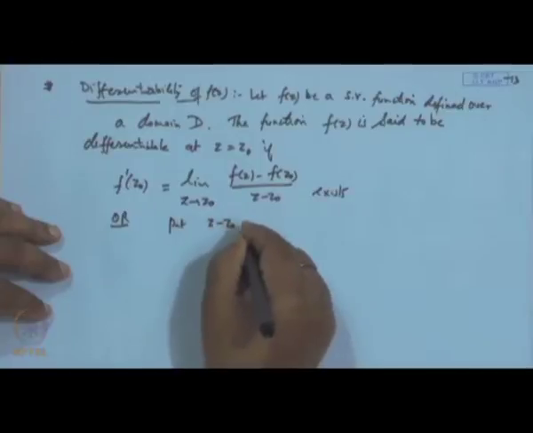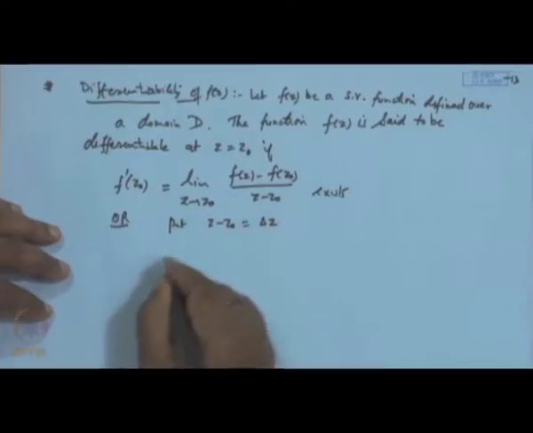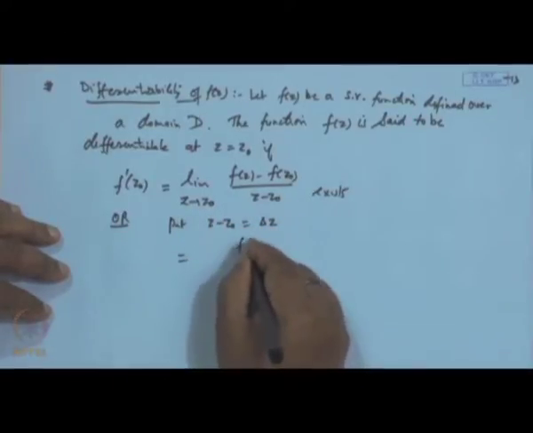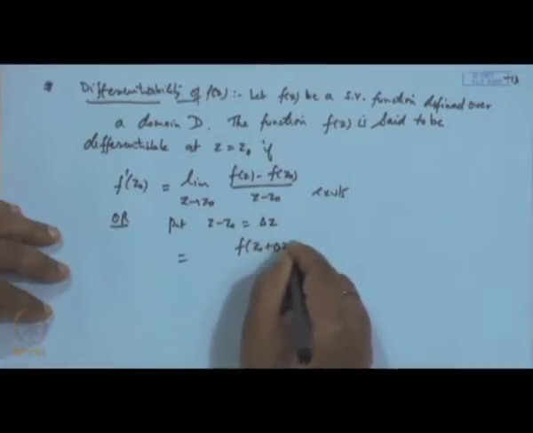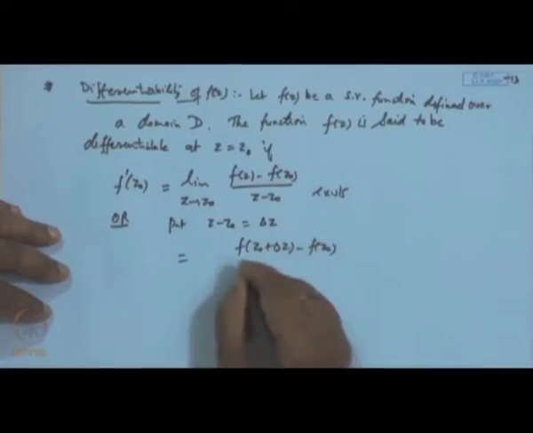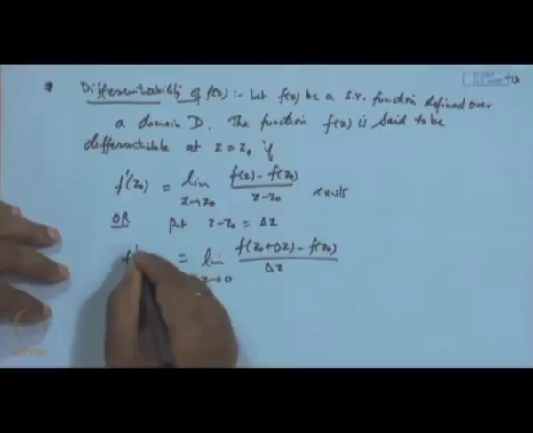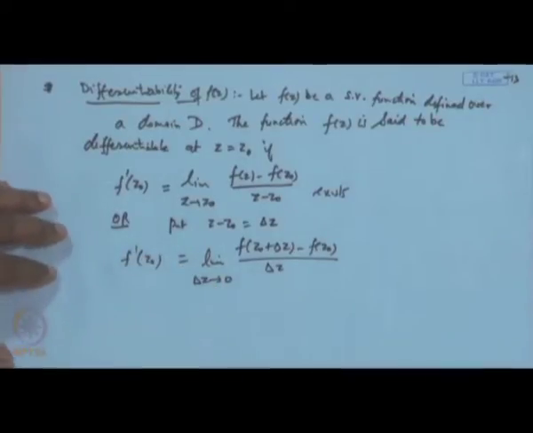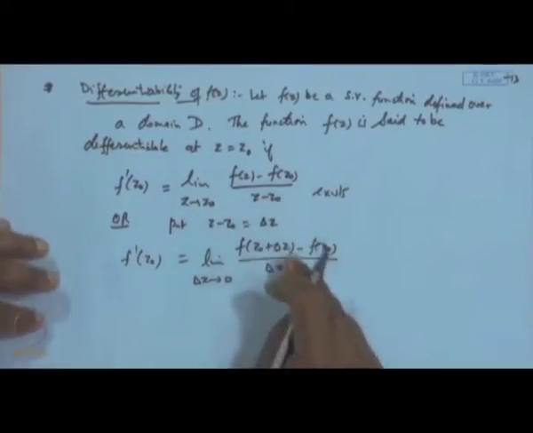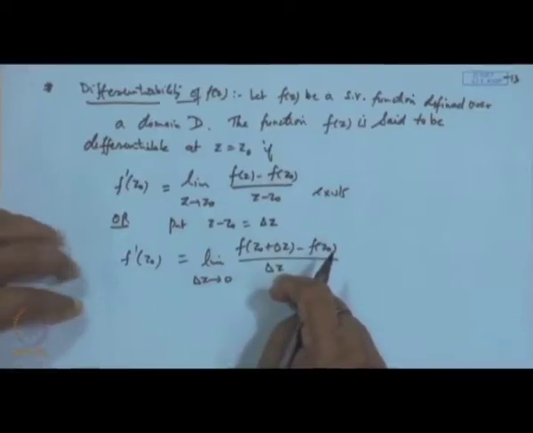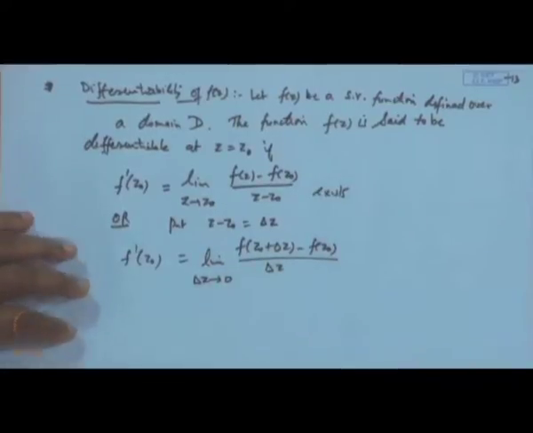When we say the limit exists, this can also be written by substituting z minus z naught as delta z. Then the same thing is f z naught plus delta z minus f z naught over delta z, as delta z goes to 0. This is the same as the derivative of the function. So, either we use this formula or this expression, both will give the same.